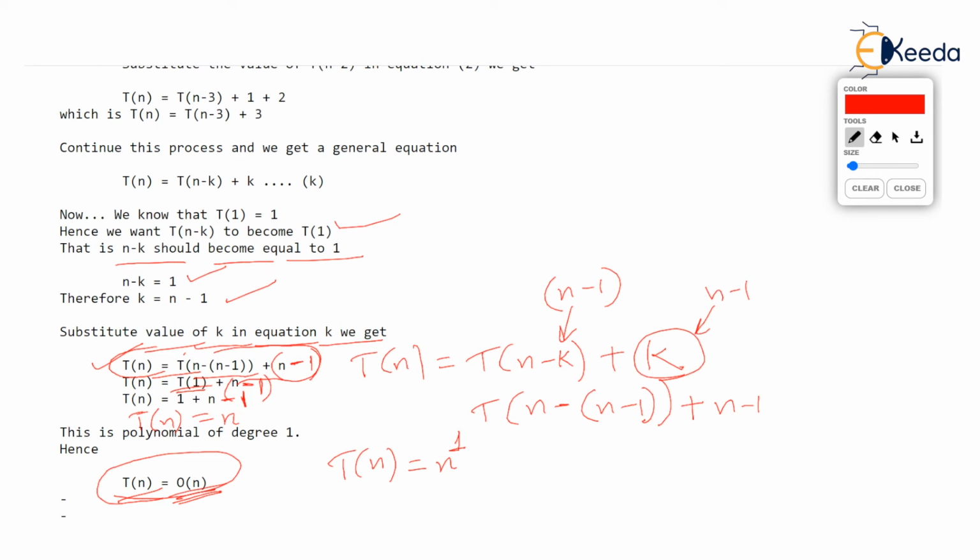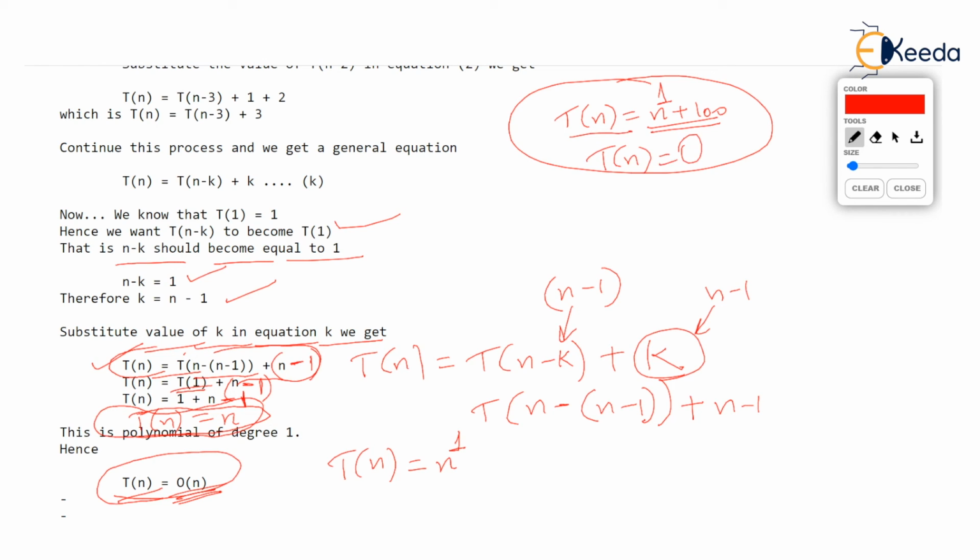Now assume that in some other example, we finally got something like Tn is equal to n plus 100, suppose. Here we were lucky that we got Tn equal to n. It was so simple for us. But if in some other example we got Tn is equal to n plus 100, this is still a polynomial of degree 1, so still we will write Tn is equal to O of n. If we got n plus 1000 in some example, then still it is a polynomial of degree 1, so we'll write Tn is equal to O of n.